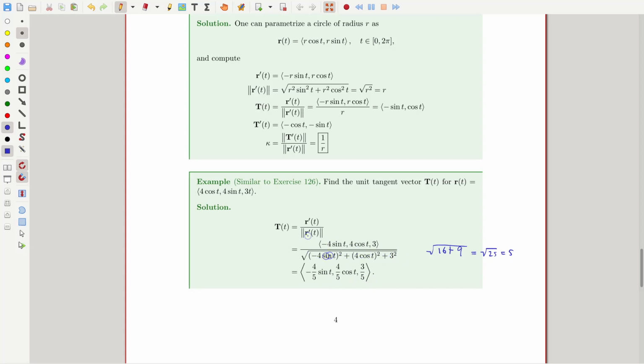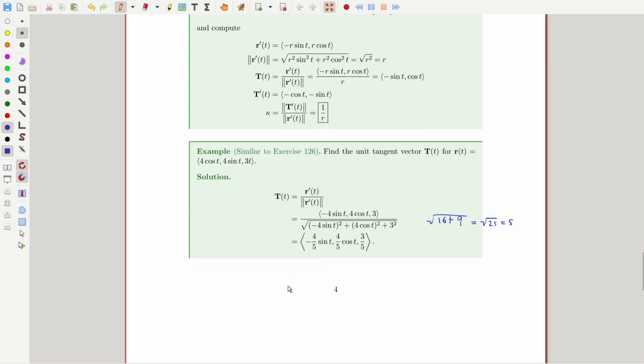So really this denominator is just dividing by 5, and then we just pass that scalar into each of the component functions, which gives us this as our final answer. So, okay, that's quite sensible.